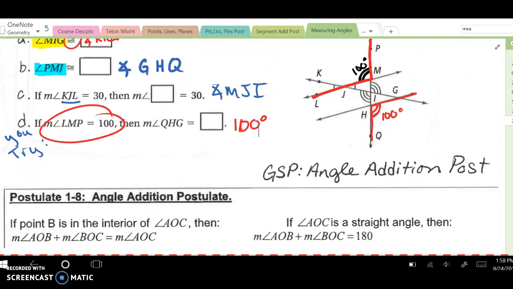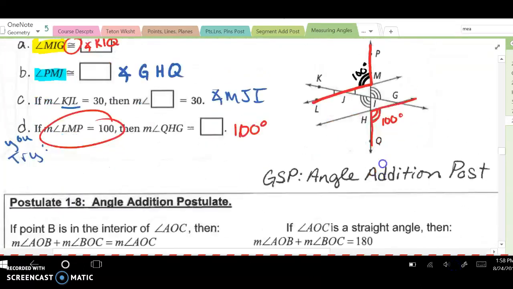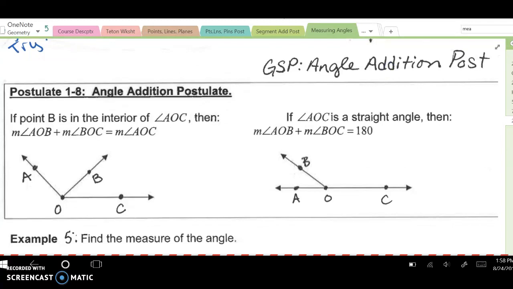Okay, let's look at, actually, let's pause right there and we'll start the next video. I'll see you in just a minute for us to talk about the angle addition postulate.